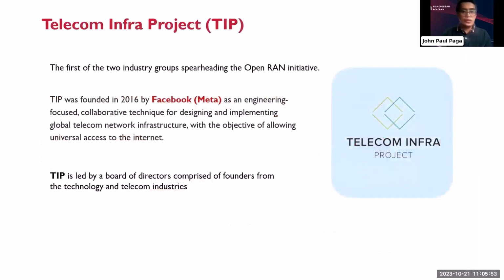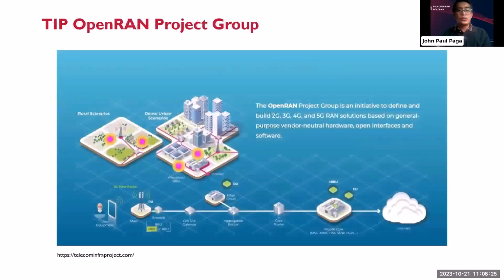TIP is one of the first two industry groups heading the Open RAN initiative. It was founded by Meta. Their purpose is to disaggregate the network, not only focused on 5G but also 2G, 3G, and 4G, and to source out vendors to have interoperability. The Open RAN project group was initiated to define and build 2G, 3G, and 4G RAN solutions based on general purpose vendor neutral hardware.